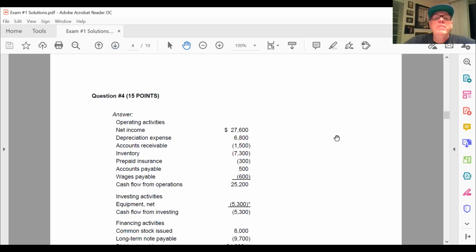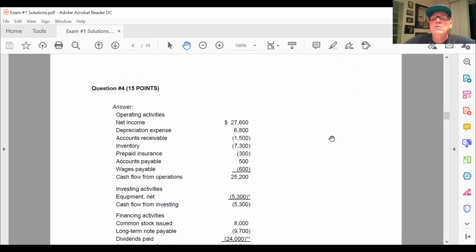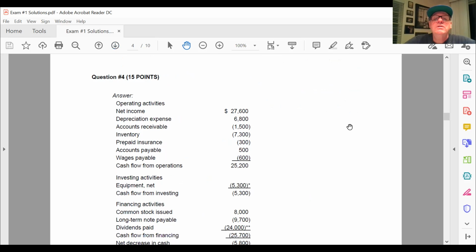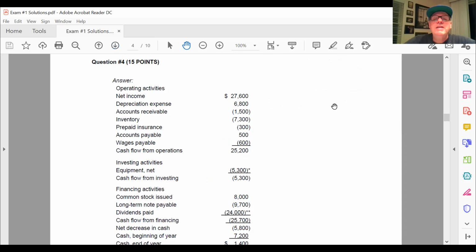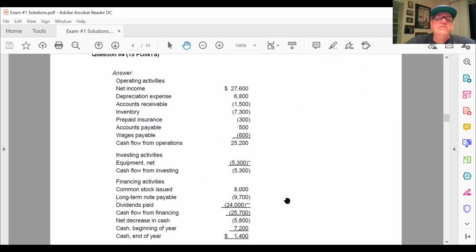All right, number 4 was the big one. And this is the one you really need to master because this is the most important financial statement in the course. And this is the statement of cash flows. So there were a couple of errors made here. First of all, some of you put things in the wrong place. So you had investing activities that were financing activities and vice versa.